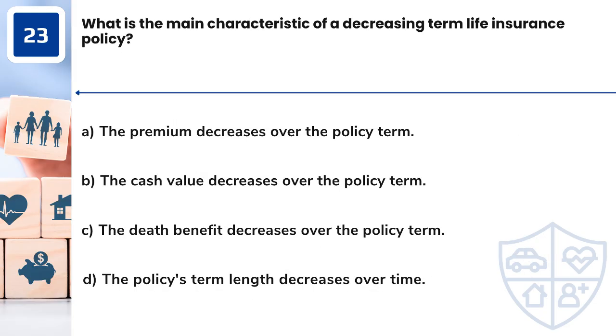Question 23. What is the main characteristic of a decreasing term life insurance policy? A. The premium decreases over the policy term. B. The cash value decreases over the policy term. C. The death benefit decreases over the policy term. D. The policy's term length decreases over time.